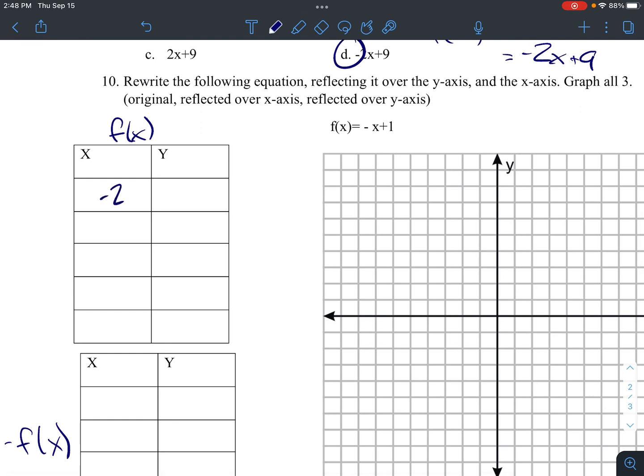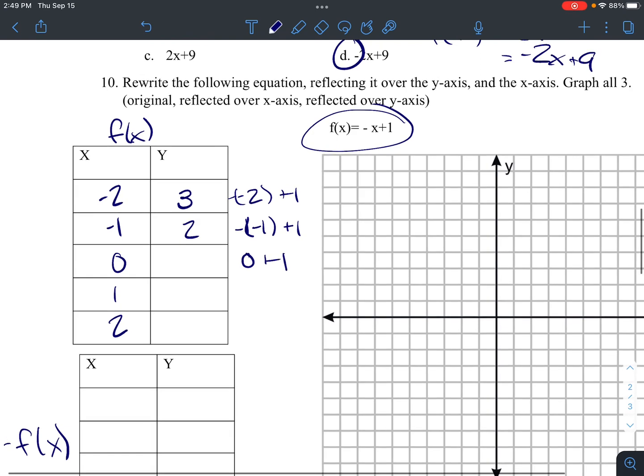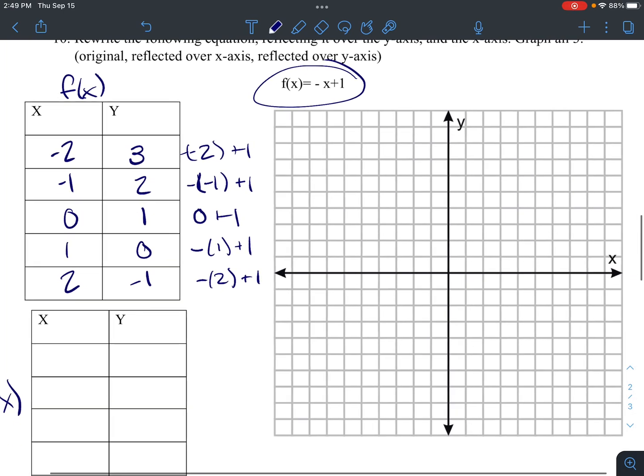Okay, so the first thing that we're going to do is our normal f of x. So that is what this is. So we're going to have -2 plus 1. So -2 is positive 2, plus 1 is 3. -1 is positive 1, plus 1 is 2. 0 plus 1 is 1. Then we're going to have -1 plus 1 is 0. Lastly, -2 plus 1 is -1.